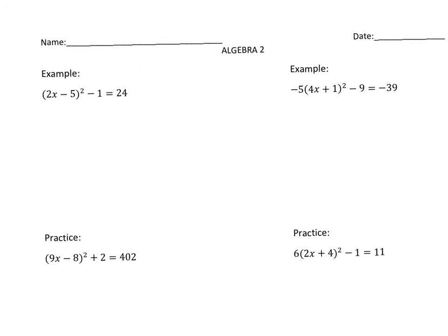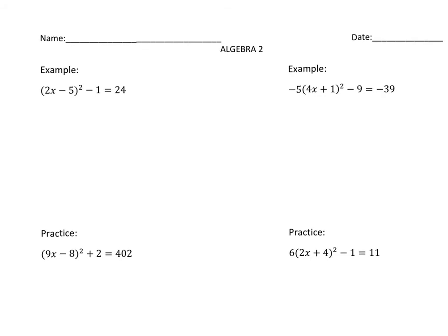Now here, we have a little bit more of a challenge, right? There's more information on these problems. So now, rather than just having an x squared, we have a full term squared. So here it's 2x minus 5. It's the full thing that's being squared. So the first thing that we're going to have to do is we want to get this whole term by itself. So we need to get that -1 to the other side.